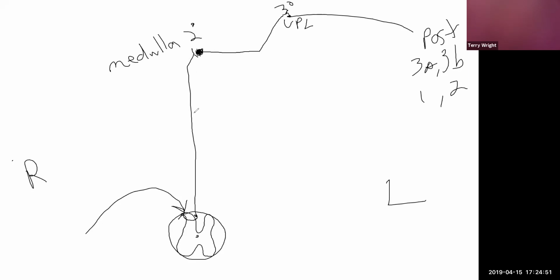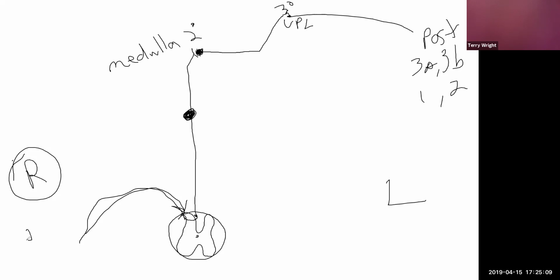If there's a lesion here, what side is the loss on? Well, the loss would be on the right side. This information came from the right side and got stuck here with the lesion.